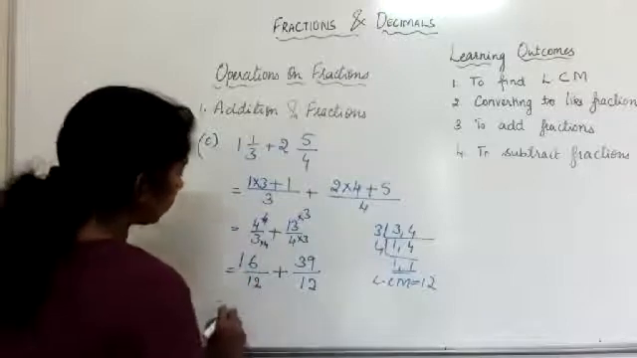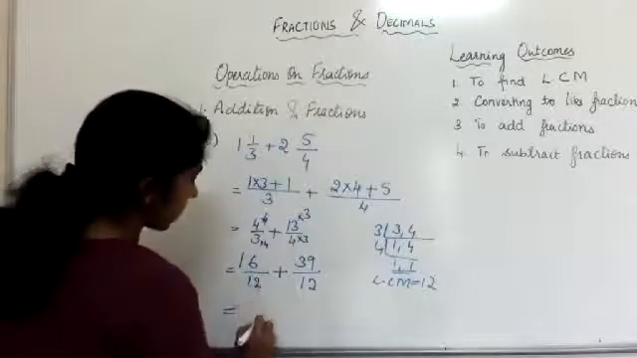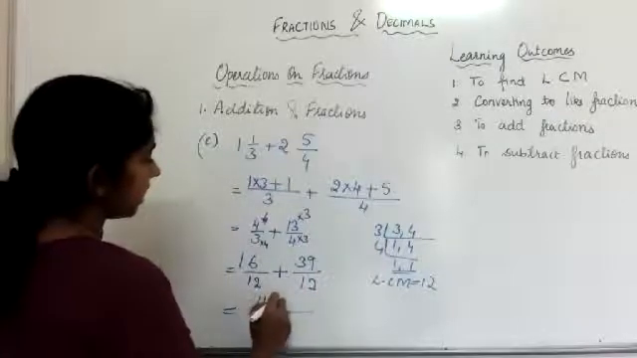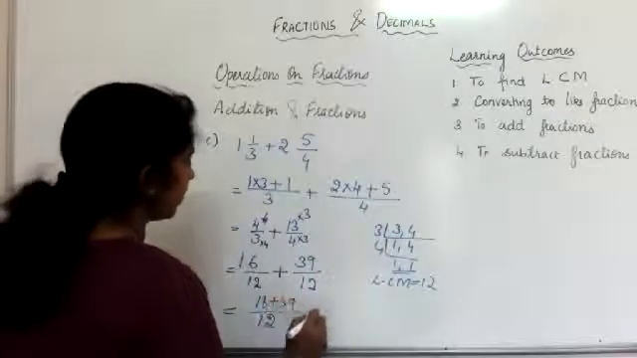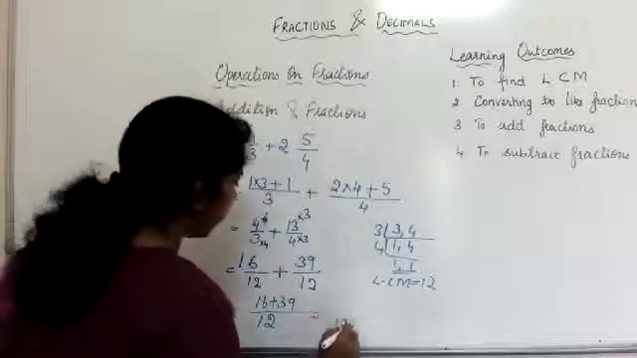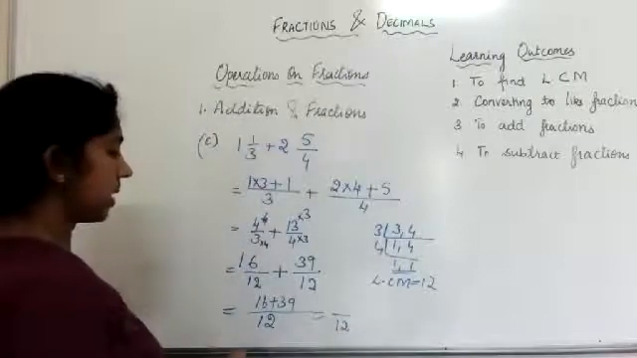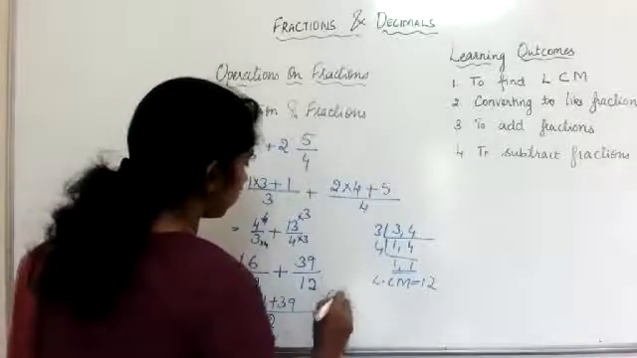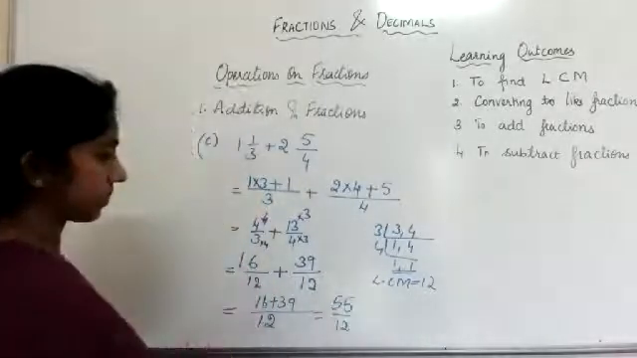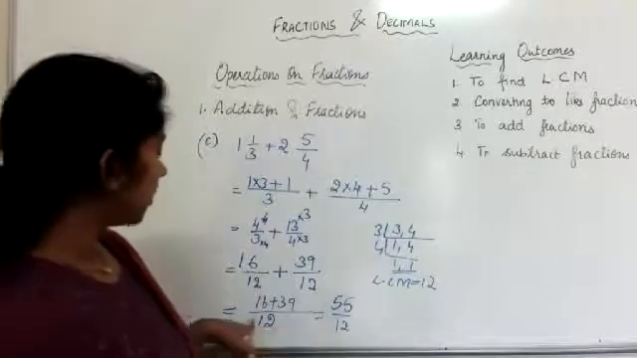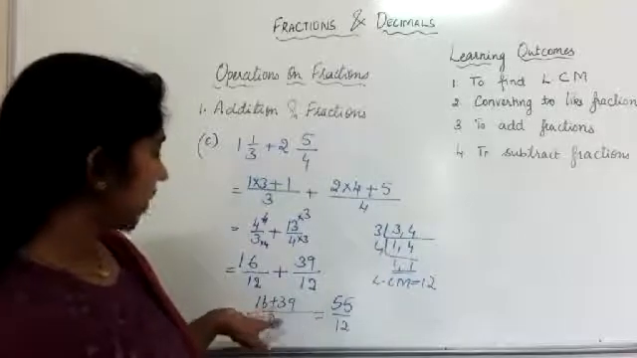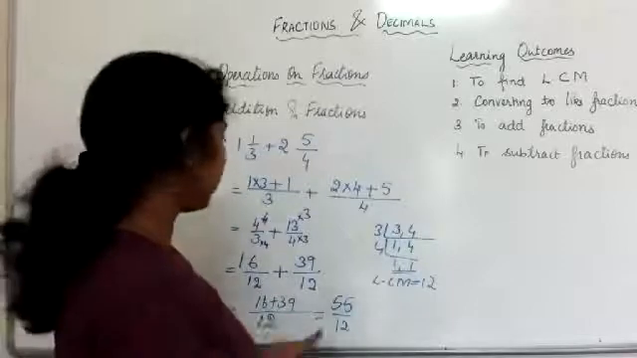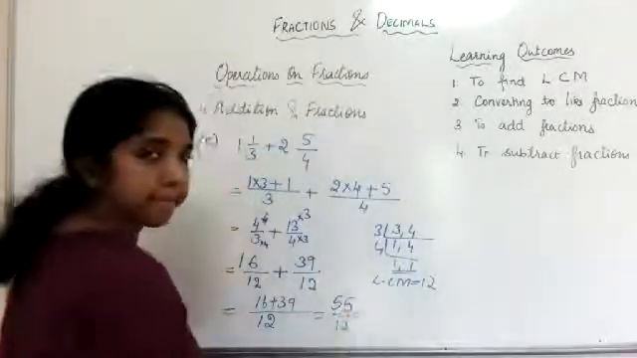So now it is converted to like fractions. We can keep the denominator as it is, just add the numerators. So that will be 12, 16 plus 39 is 55. So 55 by 12. So we will convert this again to a mixed fraction.